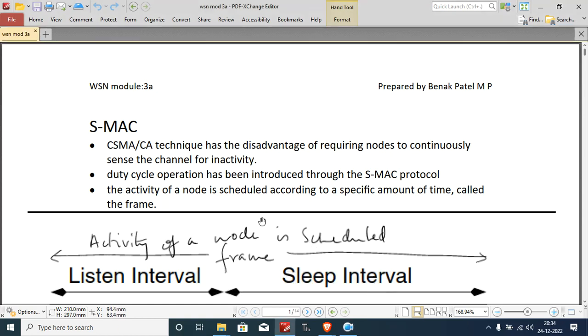Hello everyone, in this video tutorial I'll take you through module 3 of wireless sensor network. So in this video lecture I'll take you through SMAC, where S stands for sleep and MAC is an acronym for medium access control.